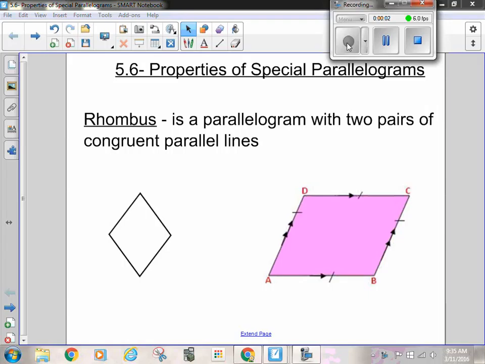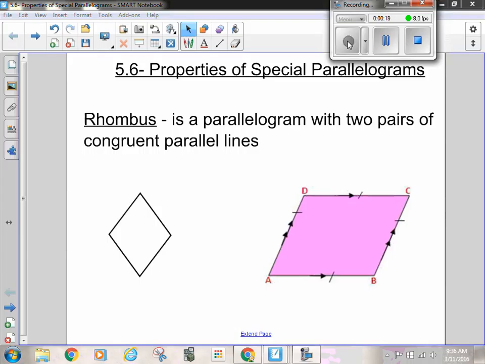All right, ladies and gentlemen, section 5.6, properties of special parallelograms. So everything we look at today for a shape falls under the umbrella of a parallelogram, but then it's a more specific shape that we already know.